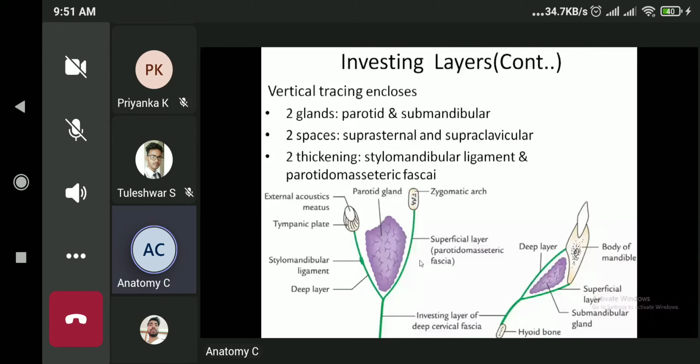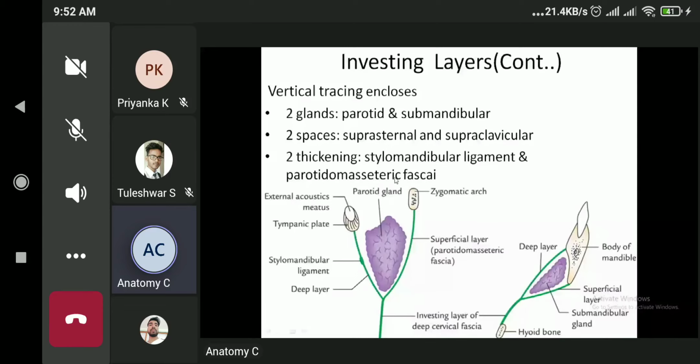During this vertical tracing, the investing layer splits at different regions, and it includes two glands within it, the parotid gland and the submandibular gland. It splits at two different regions to form the suprasternal triangle and the supraclavicular triangle, and it thickens at two regions to form the stylomandibular ligament and the parotidomasseteric fascia. So remember, the stylomandibular ligament and the parotidomasseteric fascia are derivatives of the investing layer of deep cervical fascia.